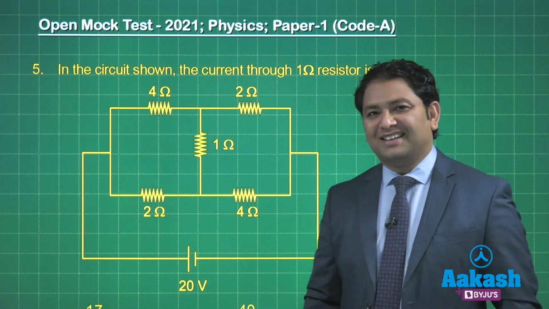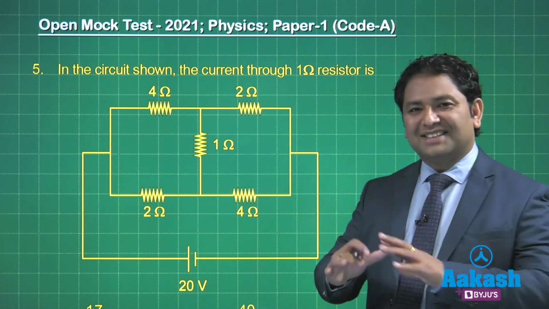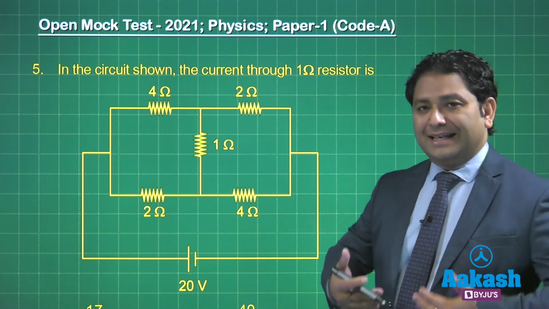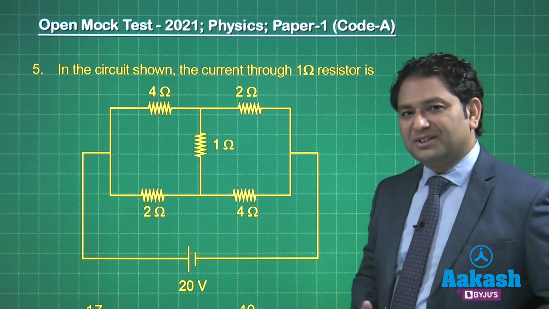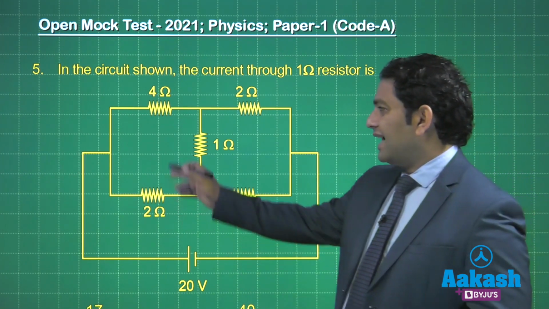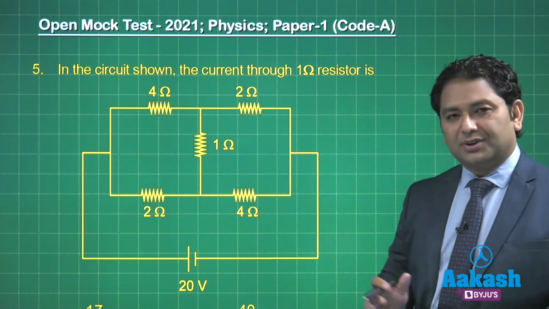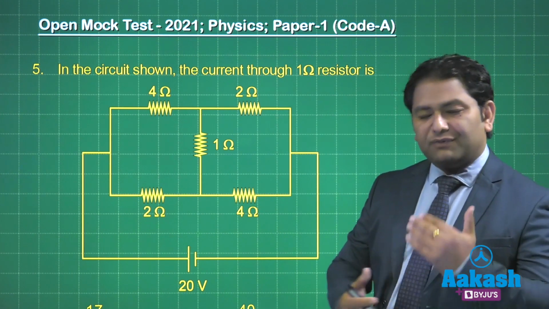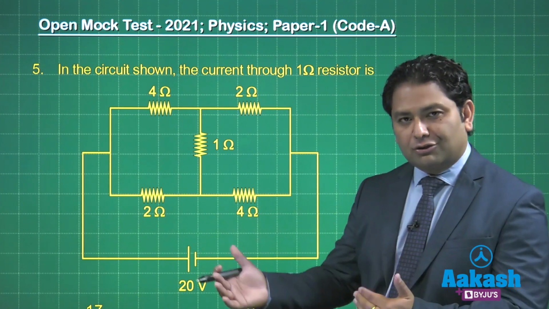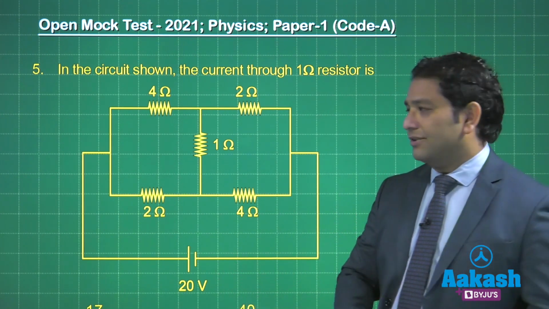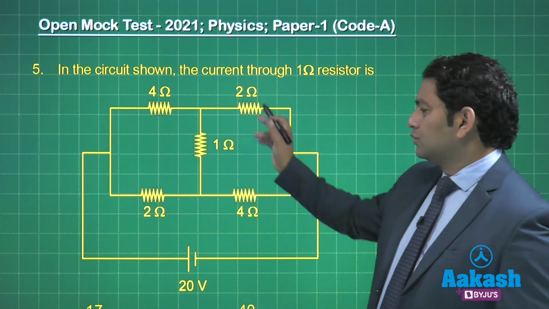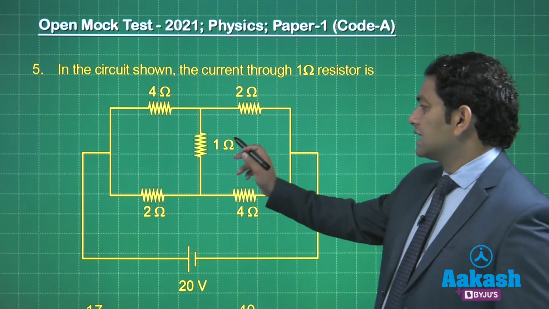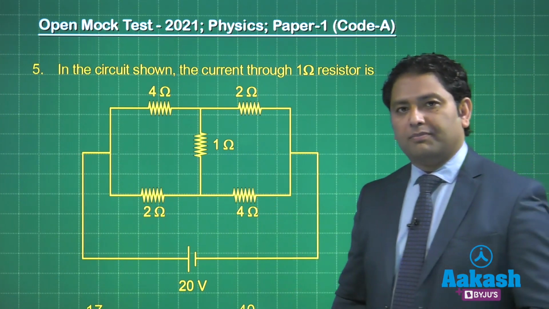Current electricity. At first glance, it seems to be very simple. It tempts you to say that this is the Wheatstone, but remember, the values are shifted. So it's not a balanced Wheatstone, but even within this unsymmetry, there is a pattern. Do you see 4, 2, 2, 4? And what's the question? I need to compute the current through 1 ohm.